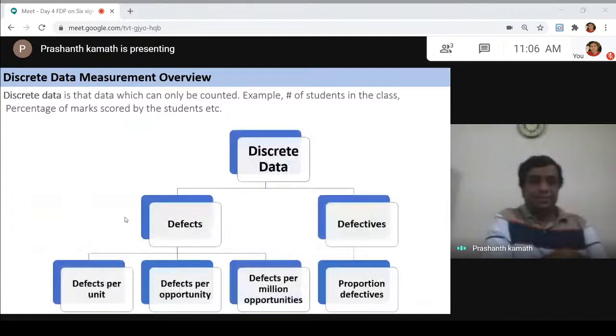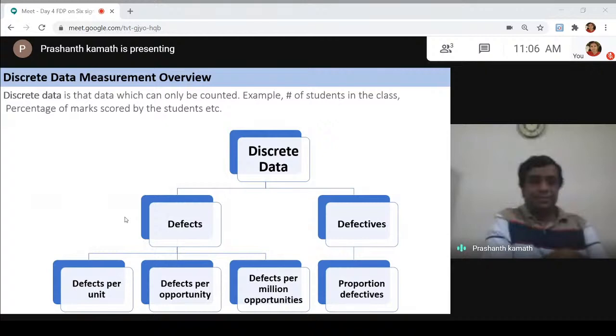Now, discrete data can be divided from a Six Sigma measurement standpoint into two categories: defects and defectives. Defects and defectives. And defect is a word which we use in general on a daily basis. Sometimes we say my mobile phone has a defect, internet connection has a defect, or my scooter has a defect, it's not starting, there is some starting trouble, looks like some part has a defect, right? It's a very generic term that we use on a day-to-day basis.